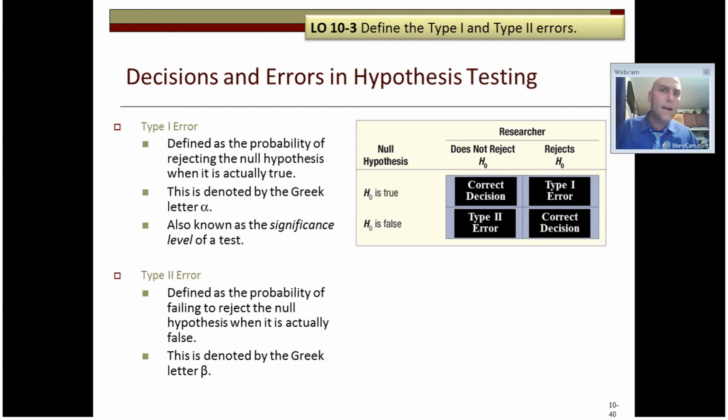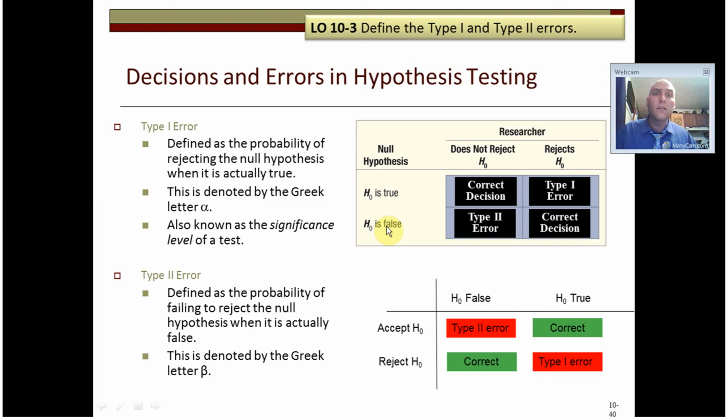Well, that's an error of arrogance to me. That's the way I see it. The other possibility is that H naught is false. There's a real difference out there. There's a real relationship out there. But I didn't collect enough evidence because I'm a lazy, bad researcher. I didn't do all the things that I need to do. I'm just ignorant at this point. Had I collected more data, I would have surely rejected the null.